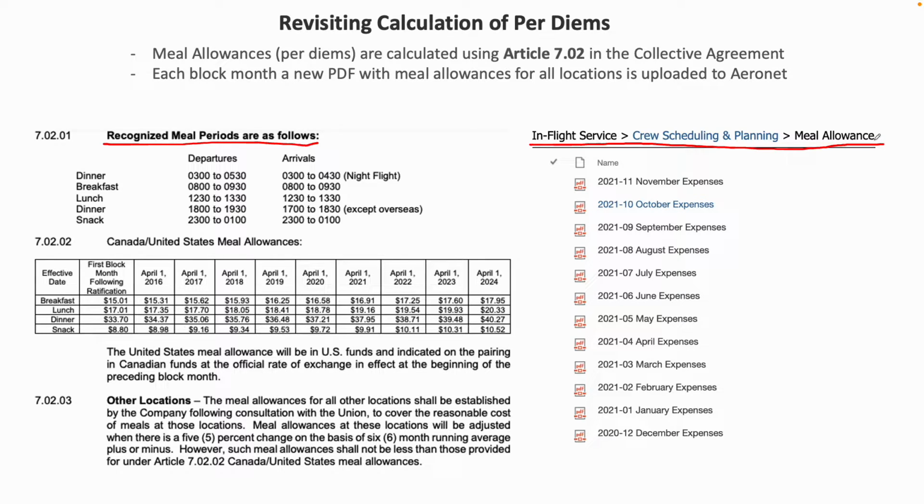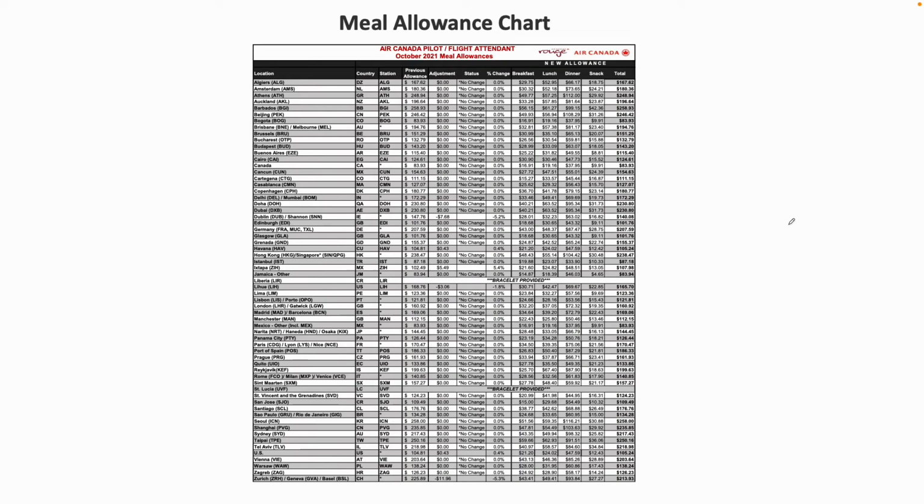I'm going to be using a couple of live pairings from October. So for the purpose of this presentation, I have gotten the October 2021 expenses PDF screenshotted and used in various parts of this presentation. This is what the meal allowance chart looks like in full. So we can really quickly go over how to read this just because there's a lot of information here.